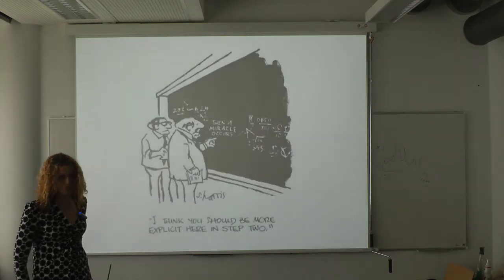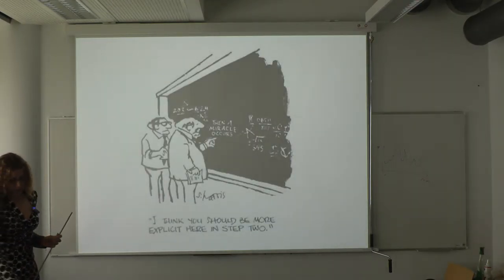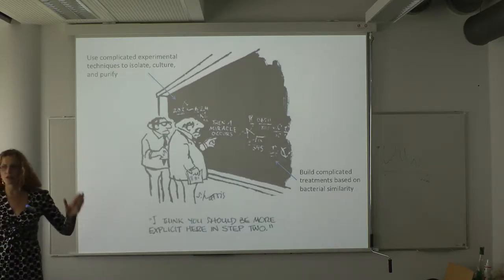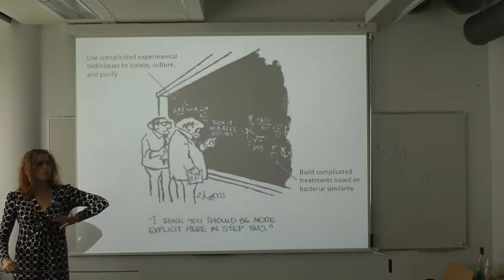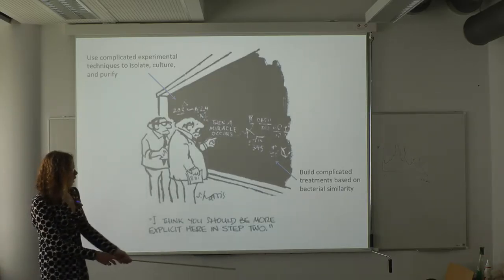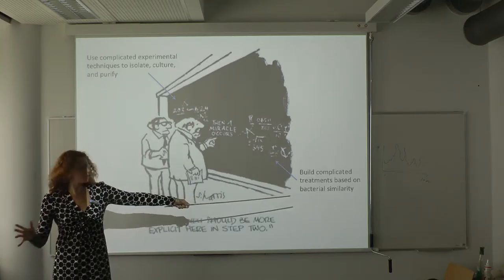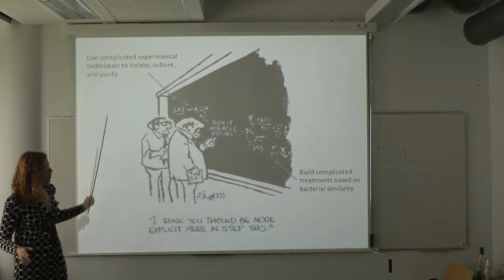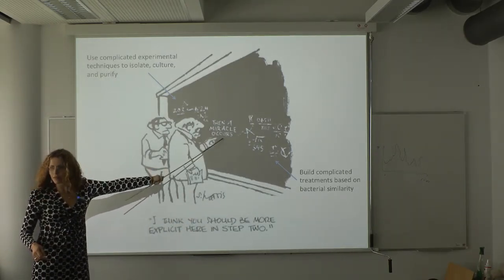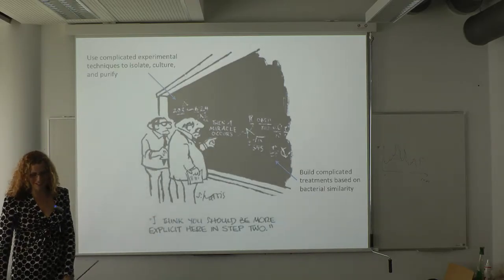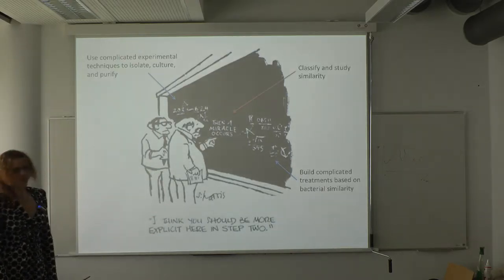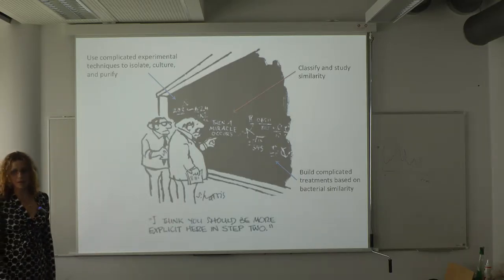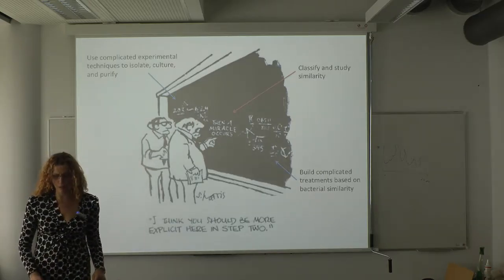Okay, so this is what it looks like to me. We do a lot of experimental work. We isolate, culture, and purify these organisms, right? We do lots and lots of that. Then, on the basis of that, we build complicated treatments, design antibiotics, bioremediation techniques, based on this bacterial similarity, right? And then this part, the computation of bacterial similarity, is actually very meaningless, okay? This is what we want to focus on: what happens when the miracle occurs.